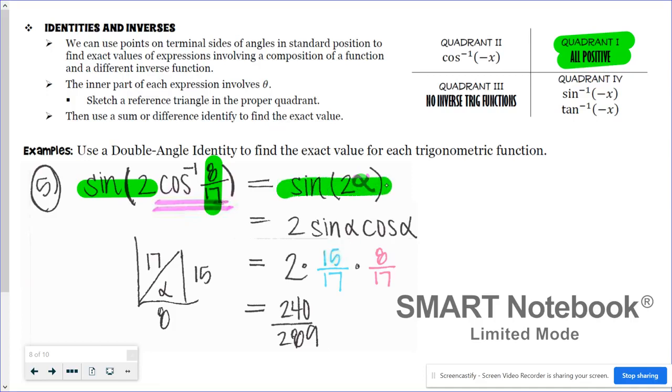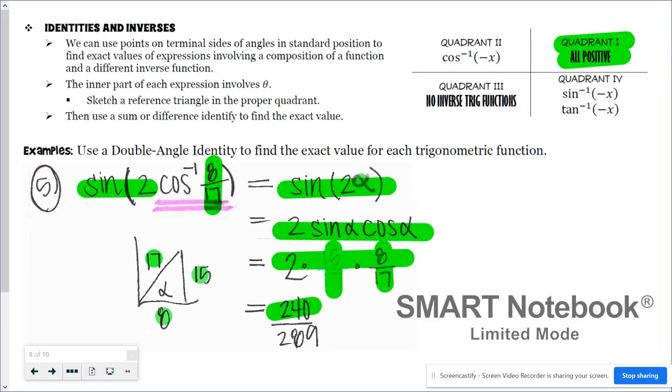I basically want to find sine of a double angle. That formula is 2 sine cosine. From my reference triangle, that's where I'm getting sine. Sine is the opposite over the hypotenuse. That's where I'm getting cosine. Cosine's the adjacent over the hypotenuse. And then I'm just multiplying. 2 times 15 times 8 is 240. 17 times 17 is 289.